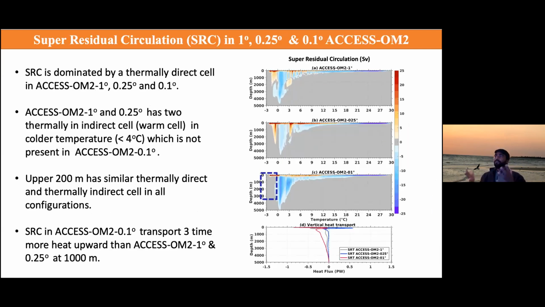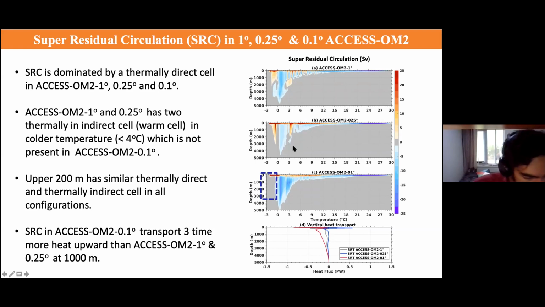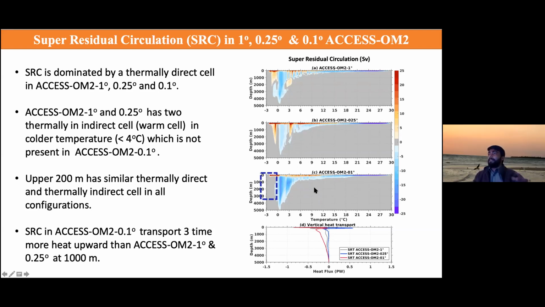I further looked at the superresidual circulation in different resolutions in ACCESS. The top figure shows ACCESS 1 degree, in which we parameterize the meso and submesoscale at each, and the middle figure shows the quarter degree, which is partially resolved and partially parameterized for the mesoscale. And the third figure shows the 10th degree model. There is no parameterization for the mesoscale there. And we can see all three configurations are dominated by the cold cell. So all three configurations capture this cold cell, but the 1 degree and quarter degree have a thermally indirect cell. Indirect means the red cell in colder temperature, which is not present in the ACCESS 10th degree model.